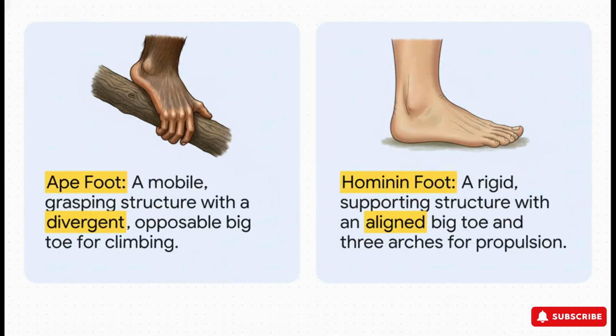Let's start from the ground up. The transformation of the foot is just dramatic. It went from being a flexible, almost hand-like tool for grasping branches, you can see that opposable big toe on the ape foot, perfect for climbing, into a rigid platform. The hominin foot developed a strong, aligned big toe for pushing off the ground, and a brand new system of 3 arches that act like shock absorbers with every single step.